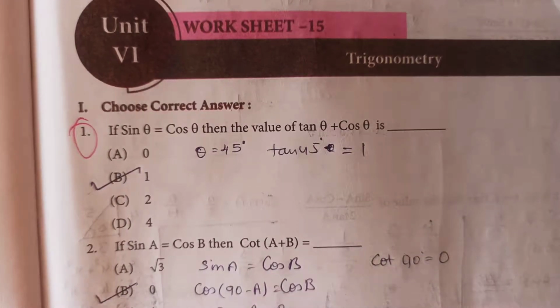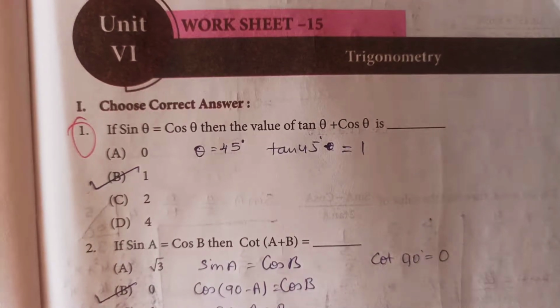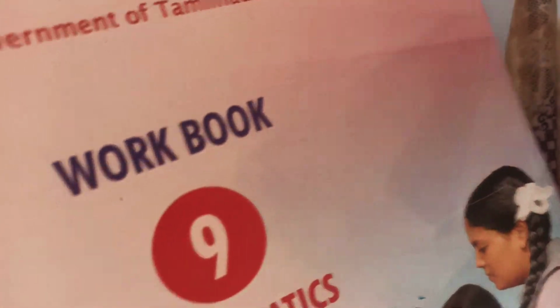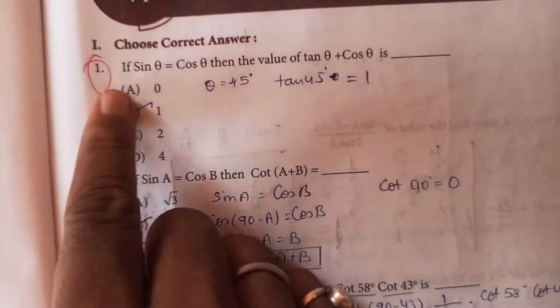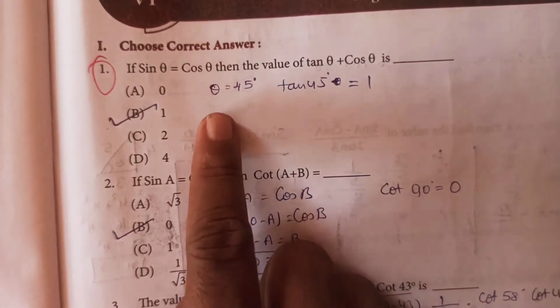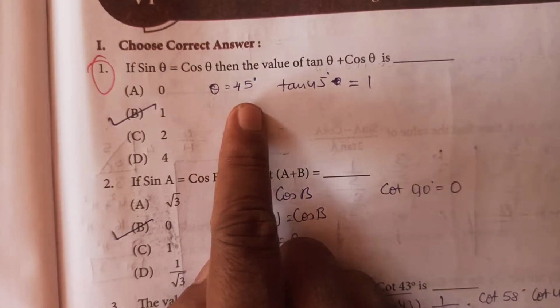This is for class 9 worksheet number 15, trigonometry. So the first question: if sin theta is equal to cos theta, as I have been telling, theta is always 45 degrees when sin theta is equal to cos theta.